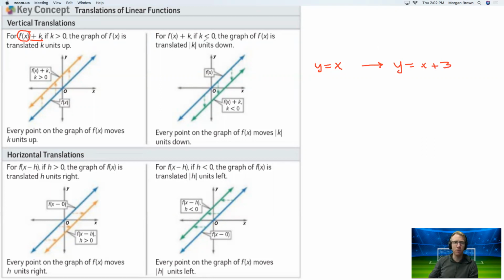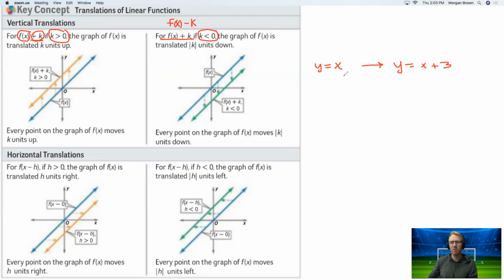Same thing if you subtract, then it's going to move it down. So right here it says if k is bigger than 0, that means you're adding a number. And then over here, it says f of x plus k, but then it says k is negative. K is less than 0. So to be honest, I personally like to write it instead like f of x minus k, because you're subtracting an amount and that's making it move down.